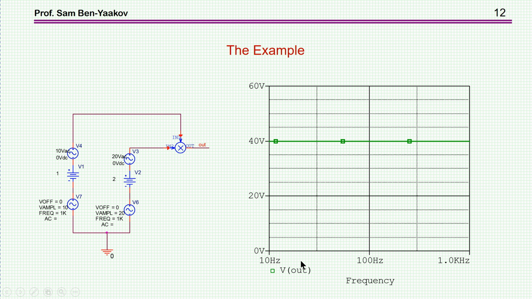Okay, we understand all this. So why do we get here 40 volts? There's 10 volts here, 20 volts here. Why is it 40 volts? So let's now reconstruct the calculation that was done by SPICE for this particular case.